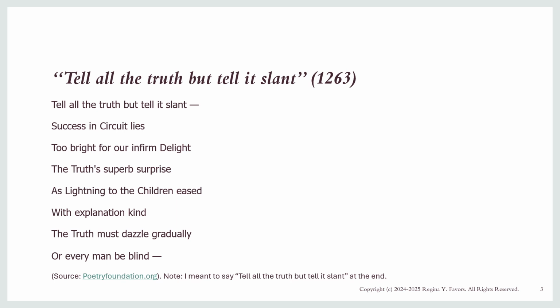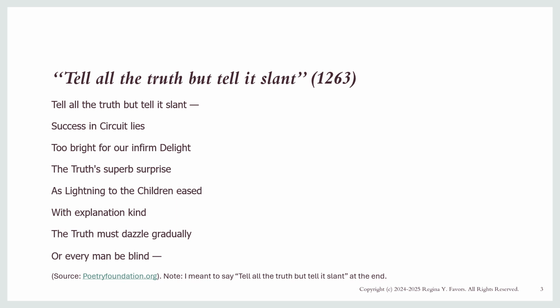So success in circuit lies. It's like how people tell something in a roundabout way because they are afraid to tell the person straight. A lot of people say, okay, tell me the truth, but as soon as you try to tell them the truth, they don't like that truth. So you could have more success in telling them in a roundabout way, which likely becomes filtered.